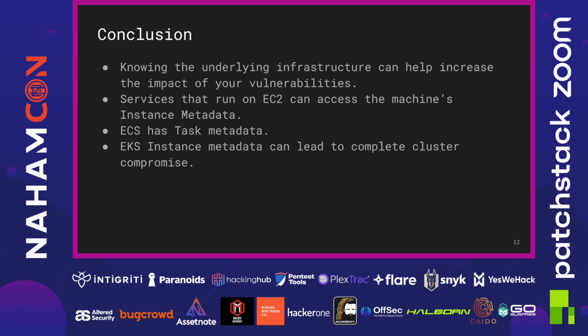Also, services that run on top of EC2, like ECS or EKS, can also access the instance metadata, so that's something to keep in mind. ECS tasks have task metadata, and also have EC2 instance metadata, but the task metadata can contain other roles, so it's something that we should always check for. And finally, EKS instance metadata can lead to complete cluster compromise.